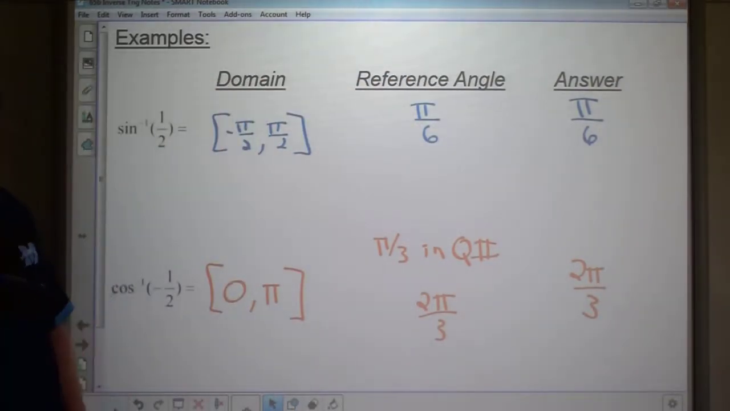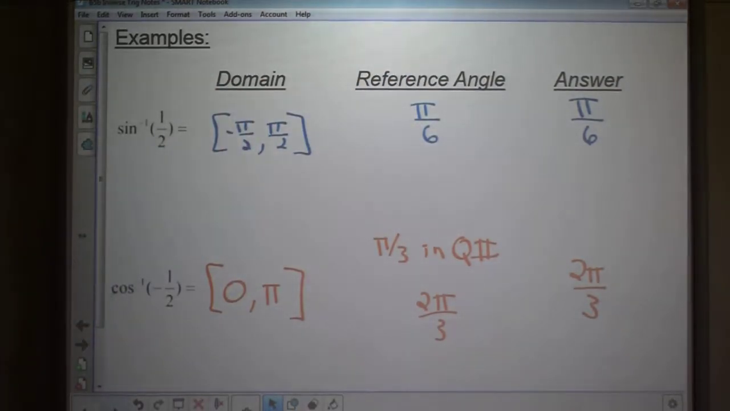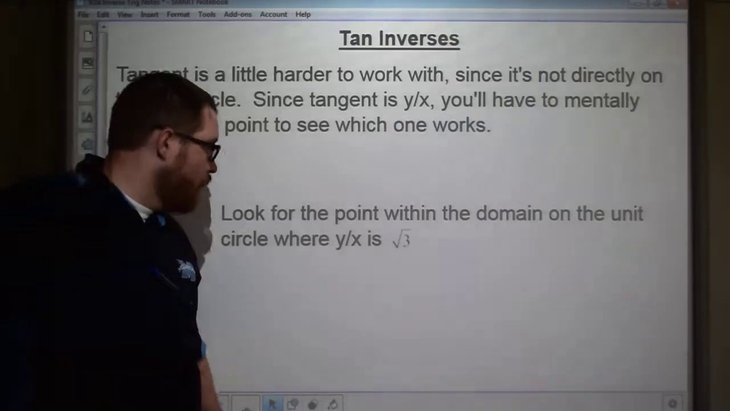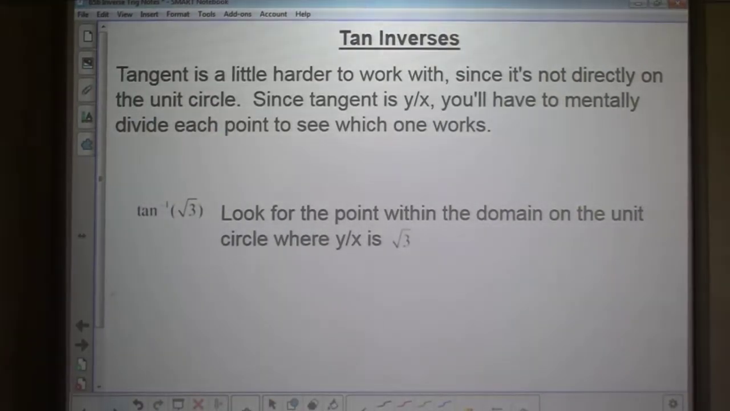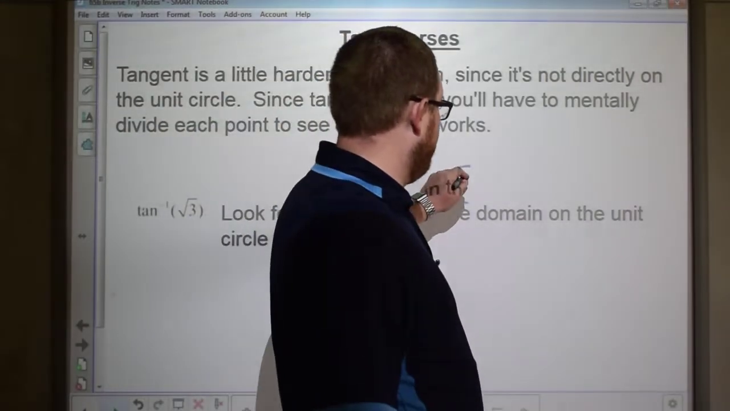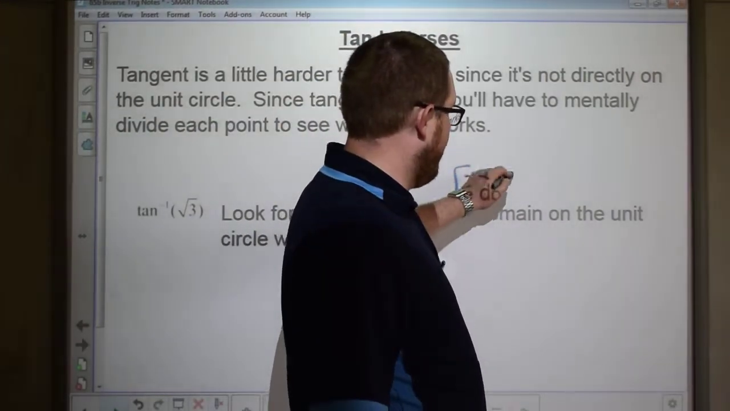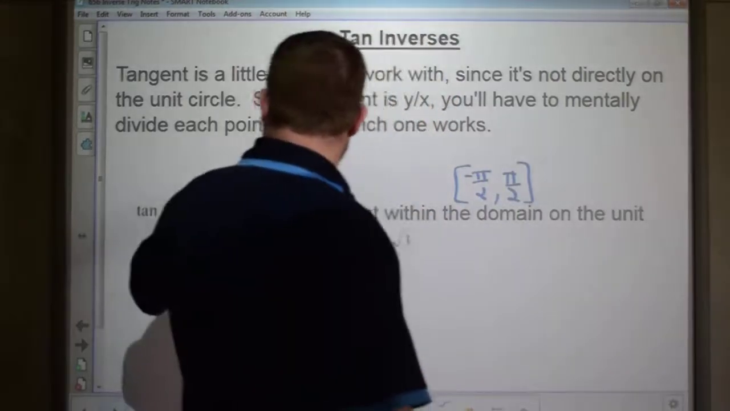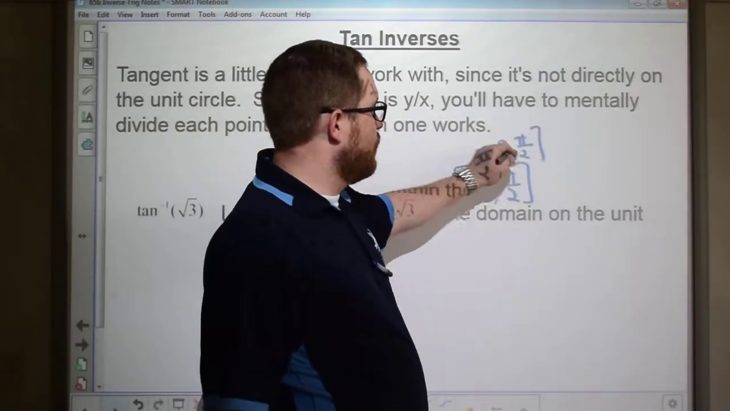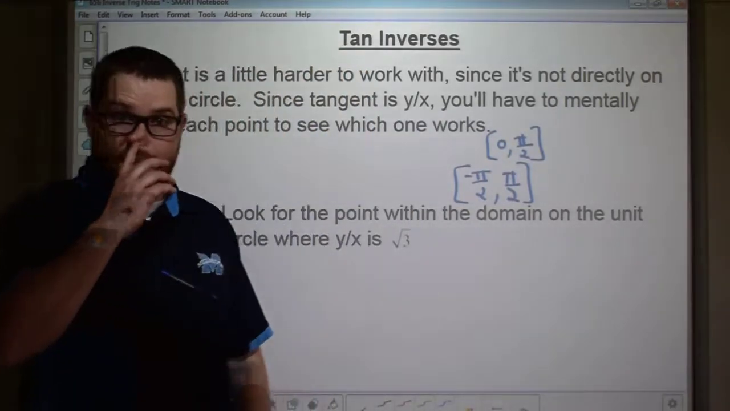Sine and cosine are the easy ones because you should have those points memorized. Tan inverses are harder. Since tangent is y over x, we'll mentally have to divide each point to see which one works. So, where is tangent equal to square root of 3? Well, I know the domain goes from negative pi over 2 to pi over 2. And I know this is positive, so I'm really only looking between 0 and pi over 2. In other words, I'm looking in the first quadrant.